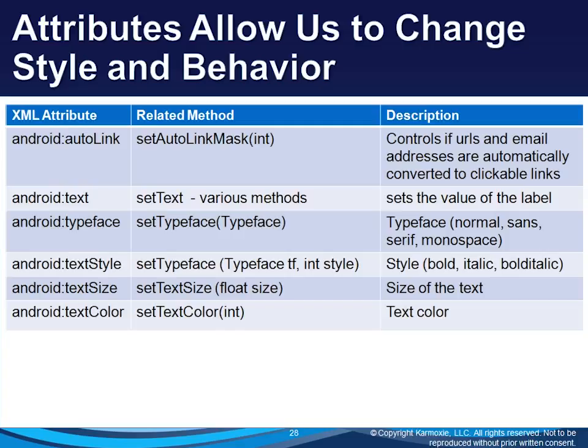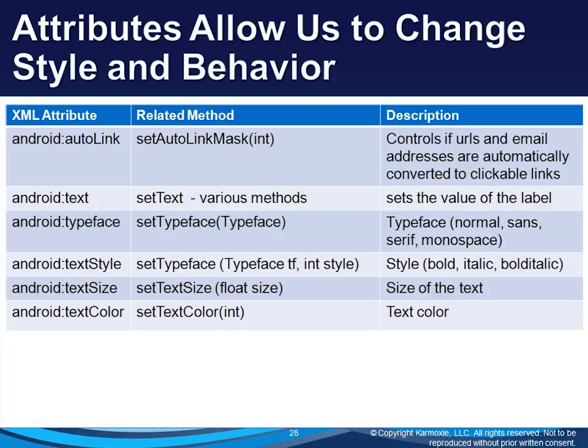So the attributes allow us to change our style and behavior. So some of those are inherited automatically when you do the drag and drop, but you have the ability as well to add these XML attributes. Now you can do that within the XML file, but also in your Java code, you can call methods to adjust the attributes as well.